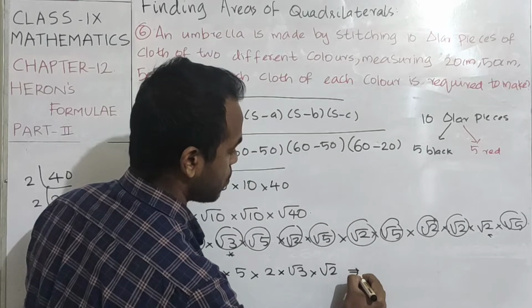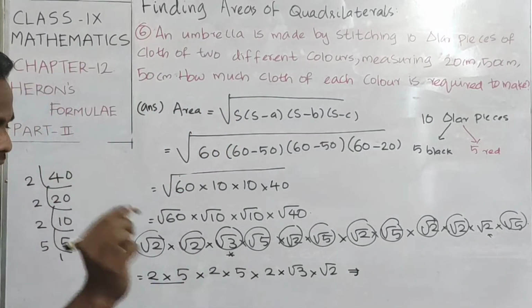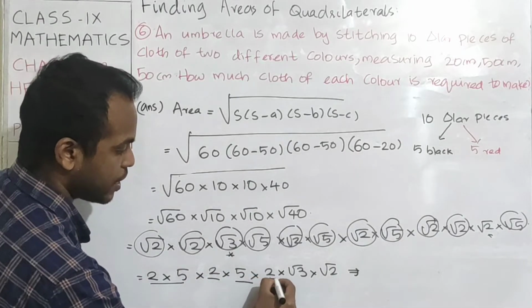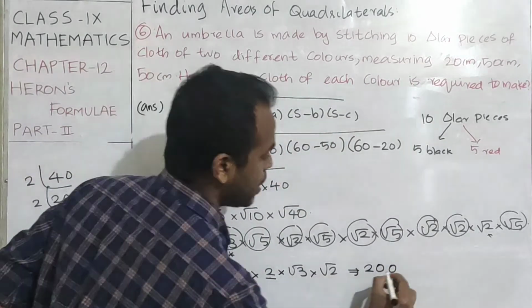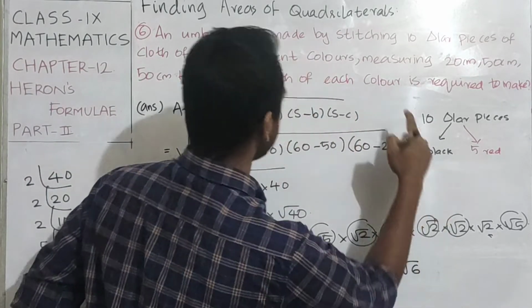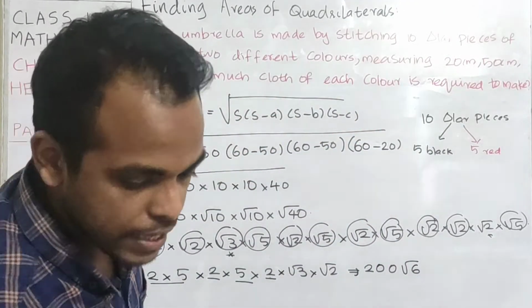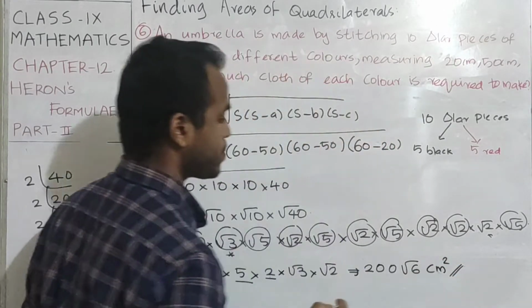So let's write the final answer. What is 2 into 5? It's 10. 10 into 2 is 20. 20 into 5 is 100. 100 into 2 is 200. So the answer is 200. Root 3 into root 2 is root 6. That much. What was the unit? The unit was centimeter. So 200 root 6 centimeter square.